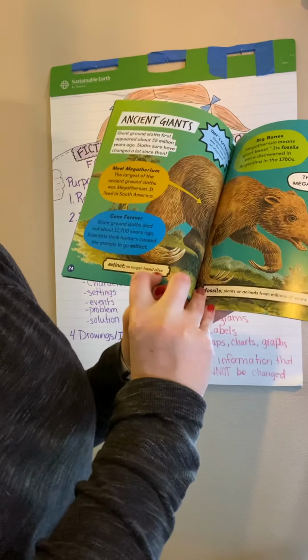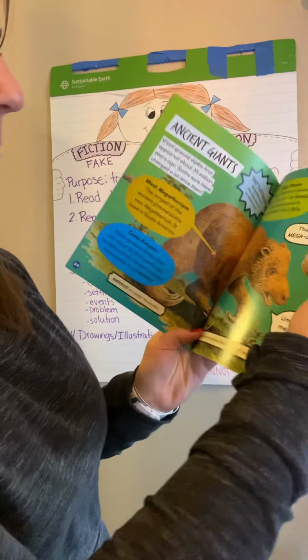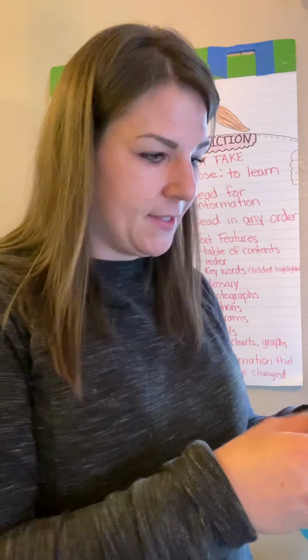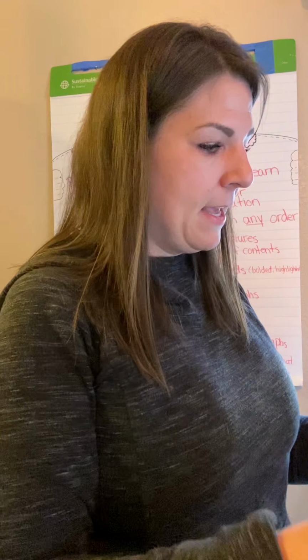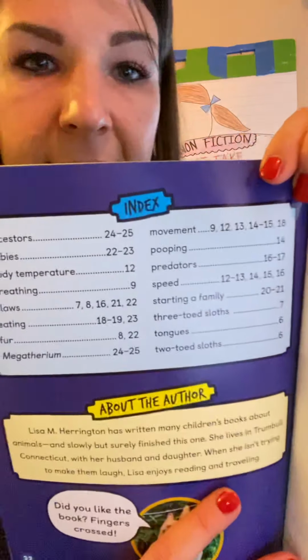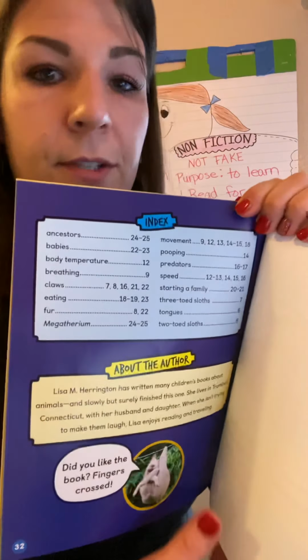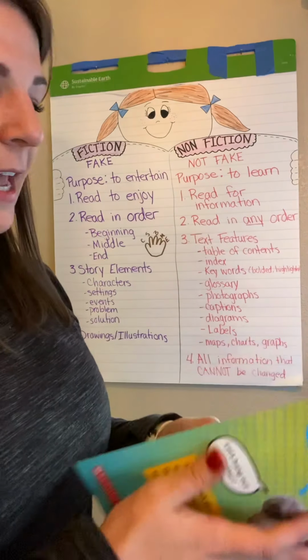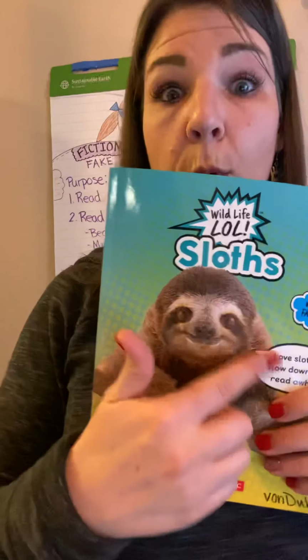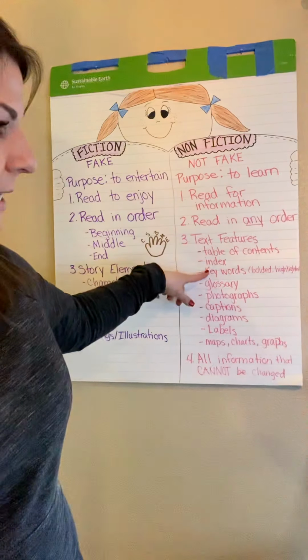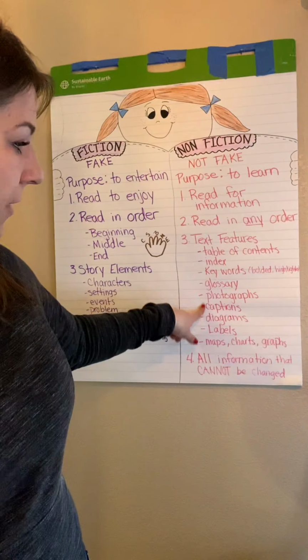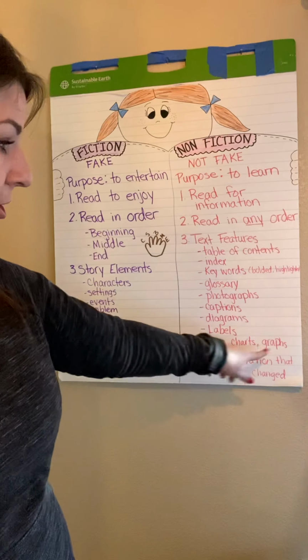Down here it has keywords, so extinct, and it tells you what that is. Fossils, and they're in bold. Some books they're highlighted. These ones they're just bold. Okay. Here is the index on this one. This one has an index, which tells you can find a word you're looking for, and it tells you what pages those words are on. Okay. When they're teaching us about things, you don't have to read them in order. They're actual photographs. They're not drawings. And there's all the text features: table of contents, index, glossary, photographs, captions, diagrams, labels, maps, charts, and graphs.